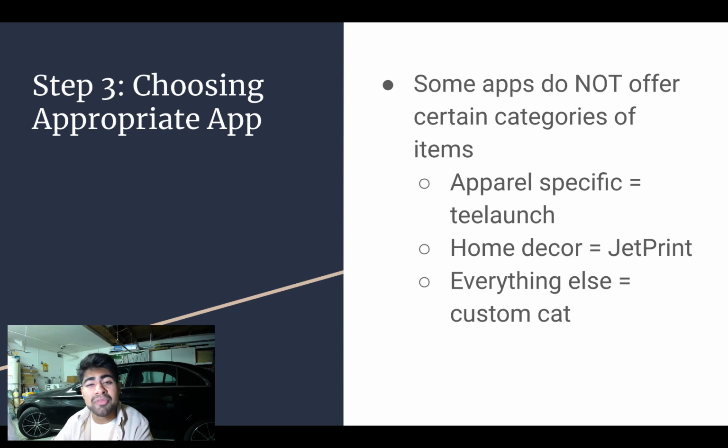Now, of course, all of these three apps charge different pricing for each different product, and they also offer different quality of items. So not every app will offer the same kind of apparel. It is up to you because you will have to do a little bit more research on your own, look at the reviews, etc., and determine what you want yourself, because I can't make that decision for you. But these three categories are the main ones that you want to be looking into: apparel, home decor, and everything else. And these are the specific apps you should be using for each category.